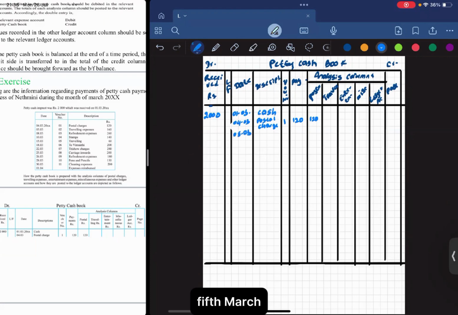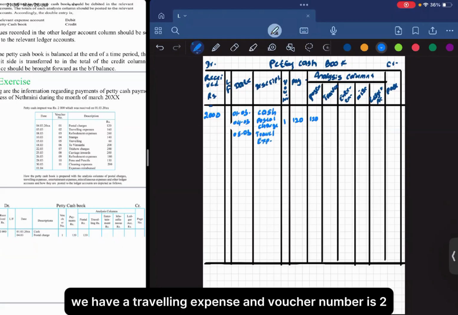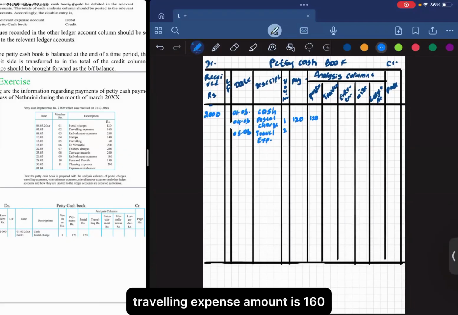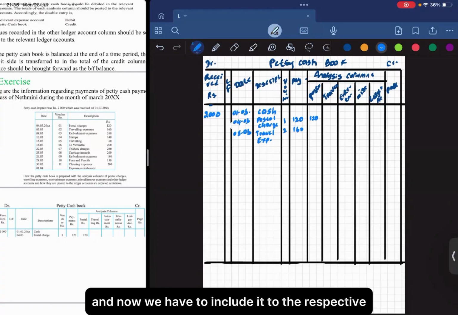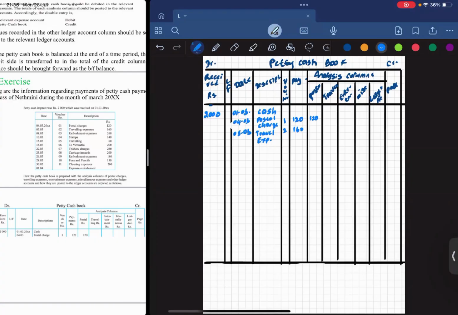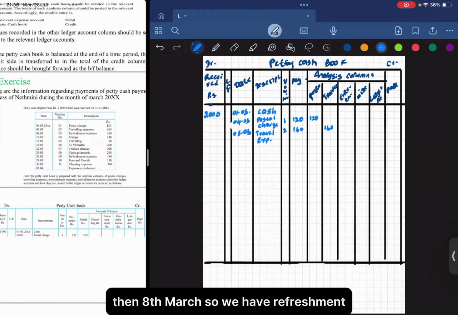5th March, we have a traveling expense, and voucher number is 2. Traveling expense amount is 160. And now we have to include it in the respective analysis column. So it comes under travel, 160.